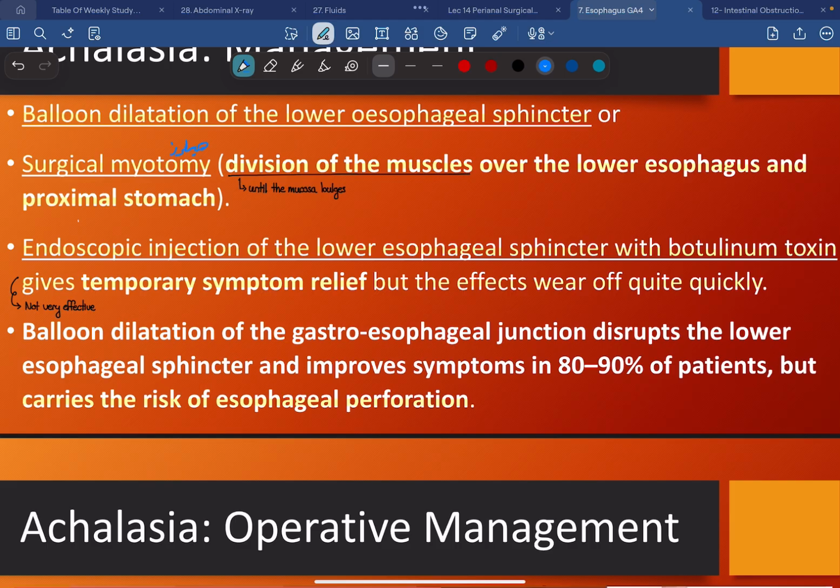It's done in the same way, but here it's more critical because the esophagus is more fragile and has no serosa, so there is always a risk of perforation. We have to pay attention while doing this operation.